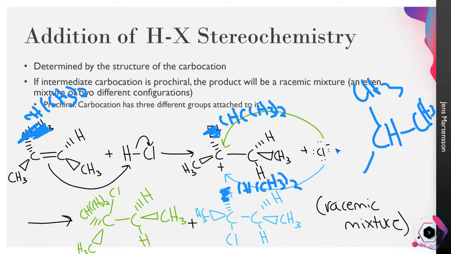A racemic mixture comes from this carbocation where this chlorine has an equal chance of attacking from the top or from the bottom. So half your product will occur from this chlorine attacking from the top here, and half of it will occur from the chlorine attacking from the bottom down here.